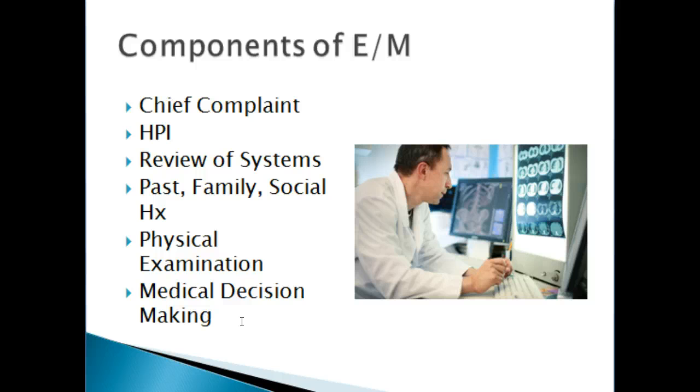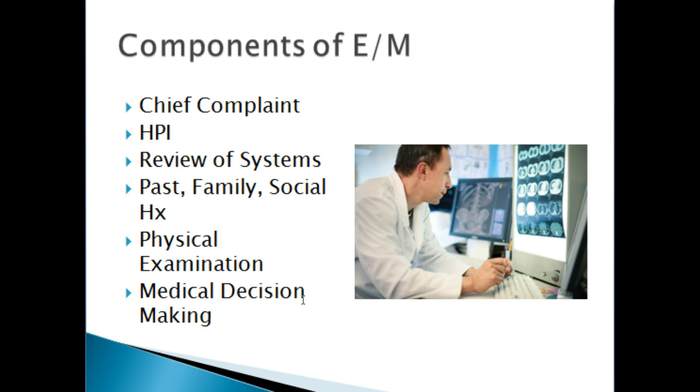Now, some of the components that I will not talk about today will be counseling and the coordination of care and time, but I want to talk about the other components of an E&M code. So you have your chief complaint, HPI, which is your history of present illness, review of systems, past family social history, physical examination, and medical decision making.